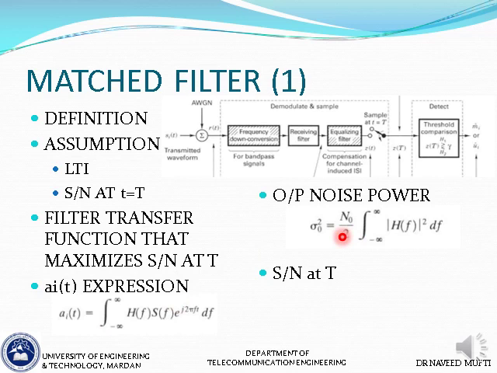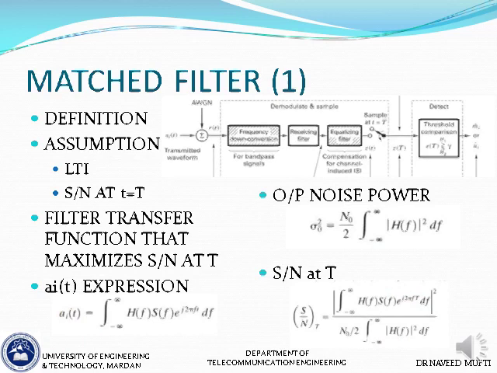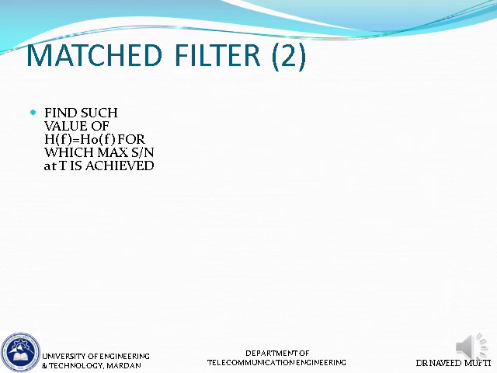If I want to find the signal to noise ratio at time t, then basically I will square this, its square will be this and below it will be this. So this is my signal to noise ratio at time t. Now we have this expression. What to do next? We next want to find that value of H(f) equal to H_0(f) for which the maximum signal to noise ratio at time t is achieved.